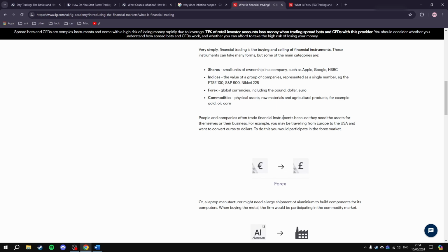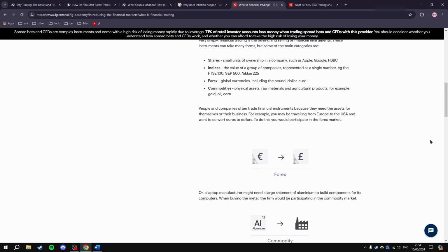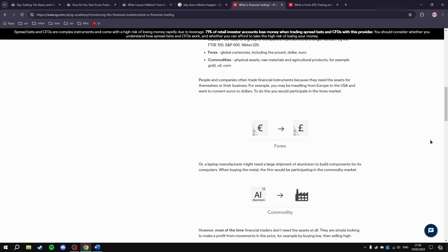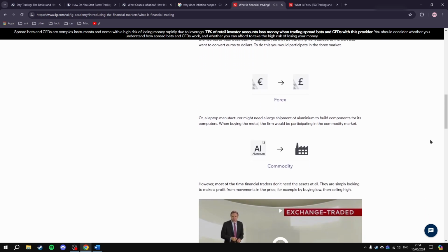People and companies often trade financial instruments because they need the assets for themselves or their business. For example, you may be traveling from Europe to the USA and want to convert euros to dollars. To do this, you would participate in the Forex market. Or a laptop manufacturer might need a large shipment of aluminium to build components for its computers. When buying the metal, the firm will be participating in a commodity market.